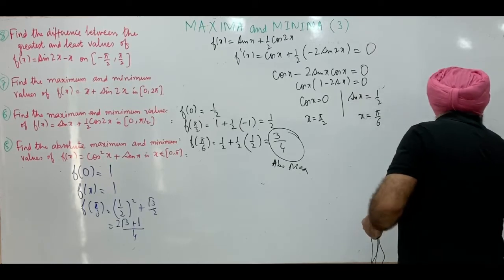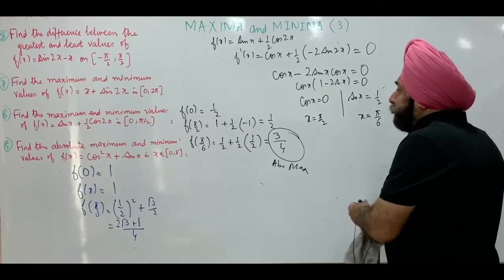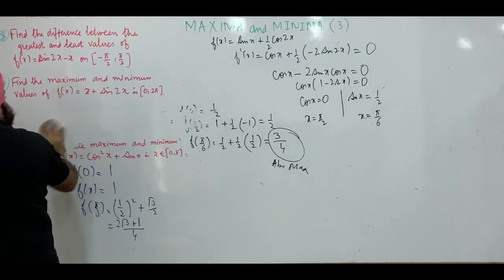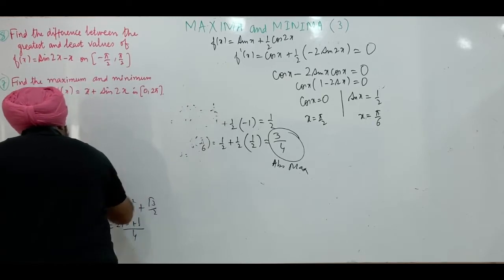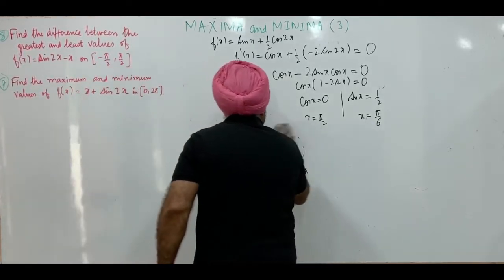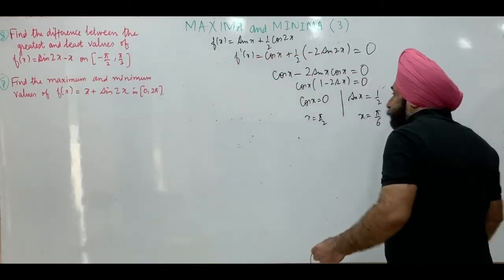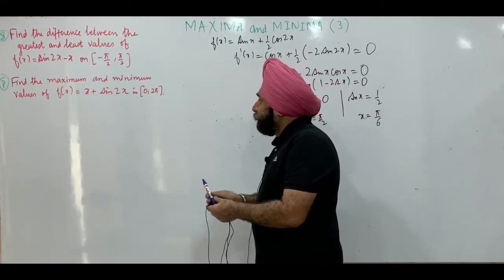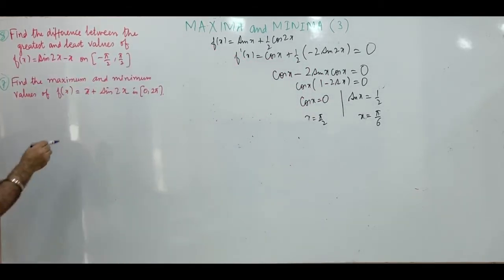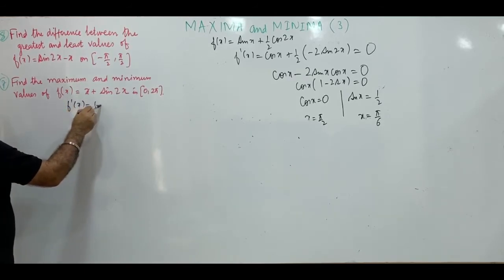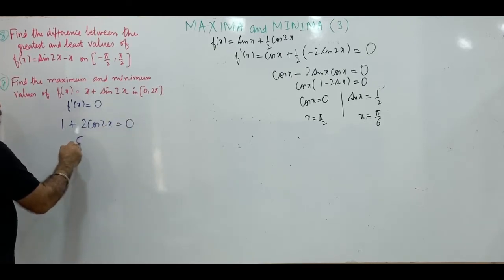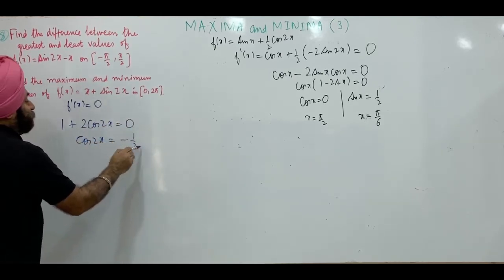The next one, we have f of x as x plus sine of 2x and the interval is 0 to 2 pi. So for critical points, the first order derivative is equated to 0, that is f dash of x is 0. 1 plus 2 cos of 2x is 0, so cos of 2x is minus 1 by 2.